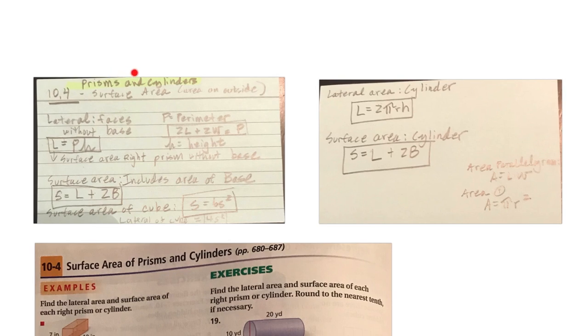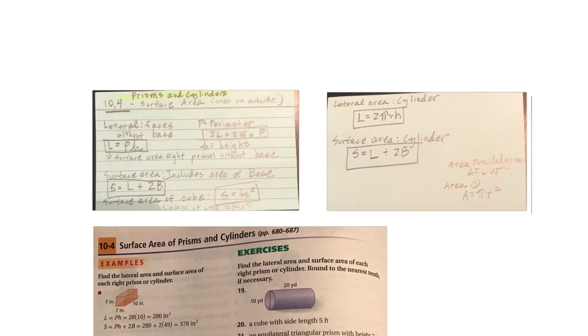For prisms and cylinders, the surface area is going to be the area around the whole thing. So it's literally the area around the whole three-dimensional figure. I like to think of it as if you were to spray paint the entire outside of the figure, how many square units of spray paint would be required to actually cover this, okay?